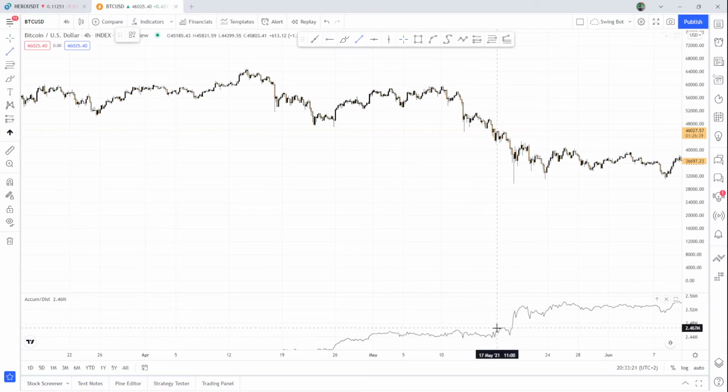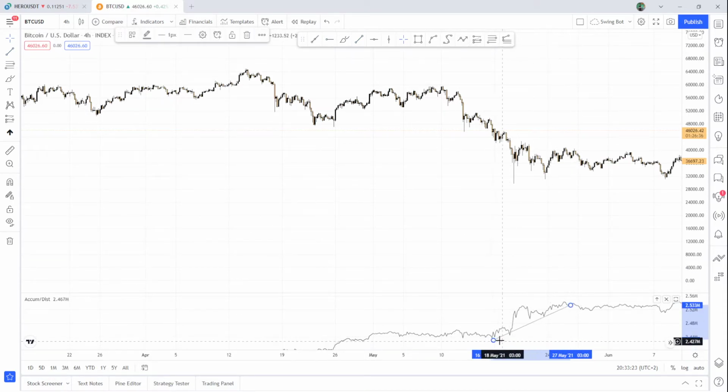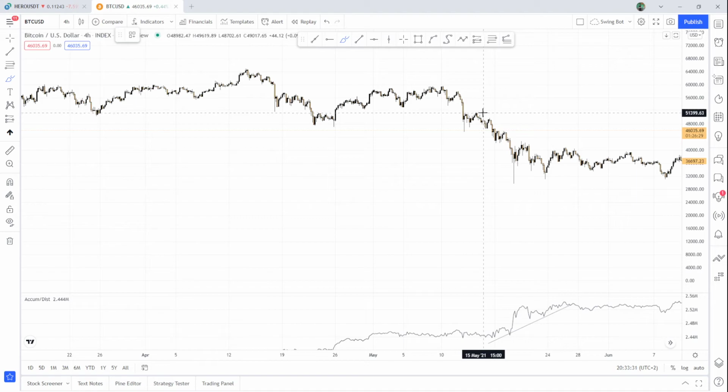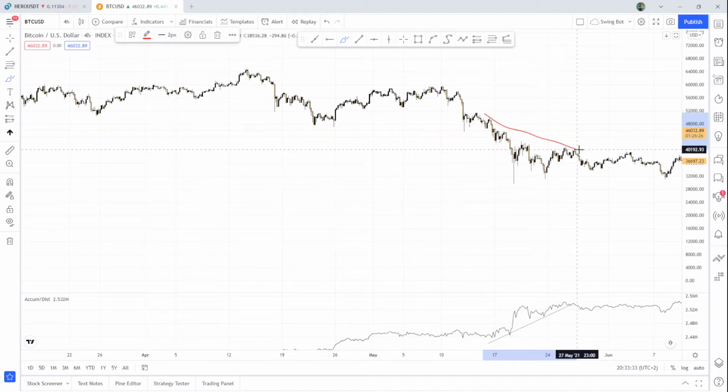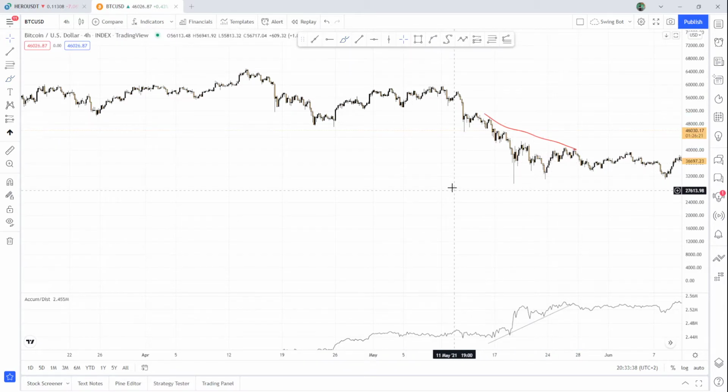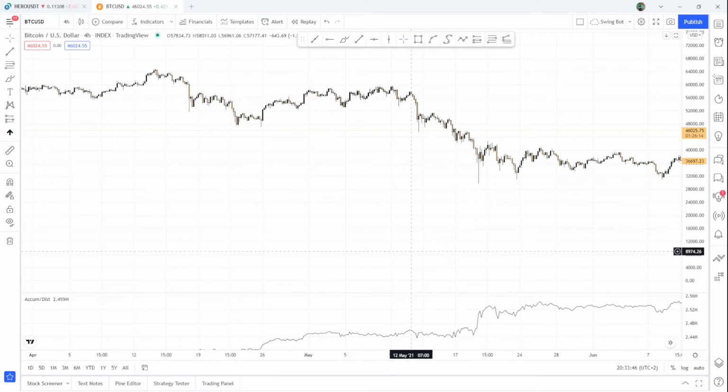Also here, yeah. So, and as you see here, actually it goes down, okay. So you can spot this, okay. It's very important. Also you can see how strong a trend is. So this is accumulation and distribution.